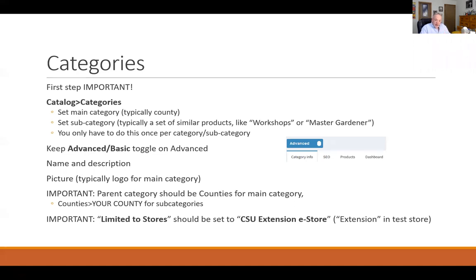You set your main category. Typically, that's going to be your county. The county I'll be using today is a fictional county I grew up in, Wapello County. Assumedly, you'd be using Adams County or Custer County or something like that.